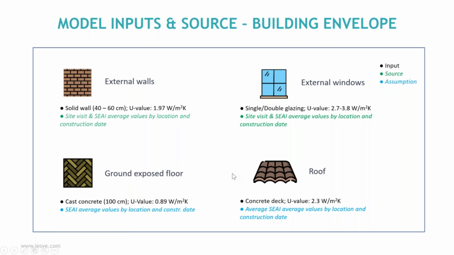So where, for example, we didn't have information on the roof type or on the ground floor, we started only through the assumptions. So in this case, once again, the energy values from the SEI, but the site visit didn't allow, for example, in this case, to access the roof. So this remains as an assumption because it wasn't confirmed by a site visit.